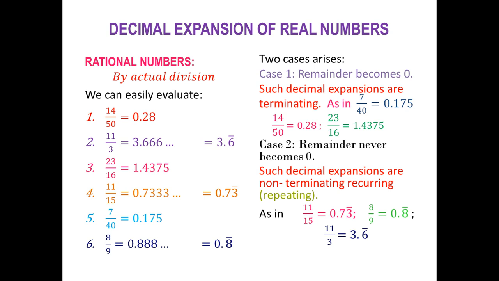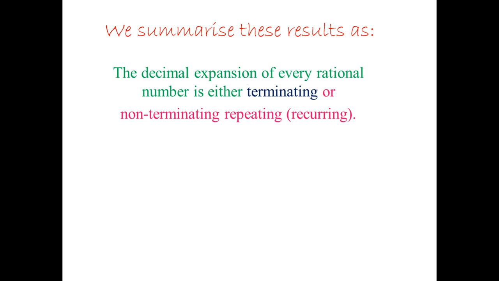So we discuss here two cases. First is decimal expansions are terminating. Second is decimal expansions are non-terminating, repeating. We summarize these results as: the decimal expansion of every rational number is either terminating or non-terminating, repeating. Repeating and recurring, one and the same thing.